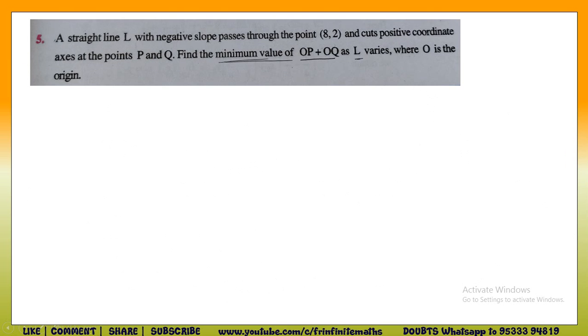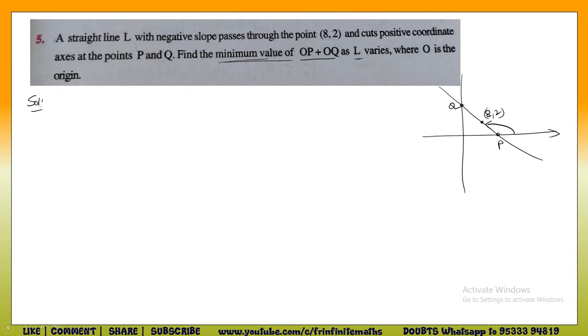Now let us see how this line looks. So this is my coordinate axis, and what he has given, it is making negative slope. Negative slope means it is making an obtuse angle in the anticlockwise direction of positive x-axis, and it is passing through the point 8, 2 and cuts positive coordinate axis at P, Q. So this is my point P and this is point Q, and it is asking you to find out the minimum value of OP plus OQ, right? Let us see this question.